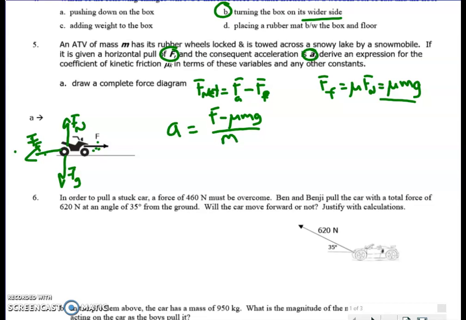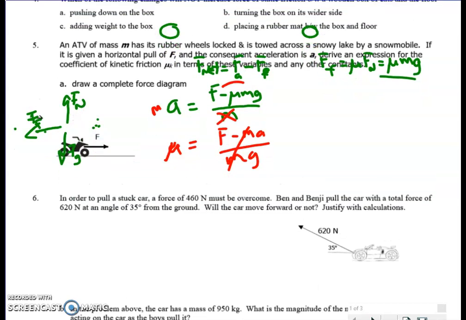So if I multiply both sides by the mass, this is ma, right? And then do a little algebra with this part. Long story short, mu equals F minus ma all over mg. And that's what we're looking for. It's in terms of F and a and the givens. By the way, the m's do not cancel on this. You can't cancel out the m's. That's a no-no algebraically. And some of you lost a half point because you did that.